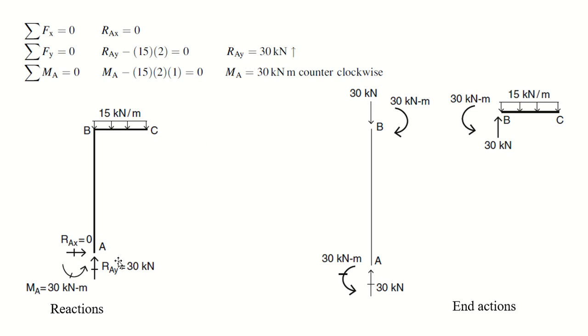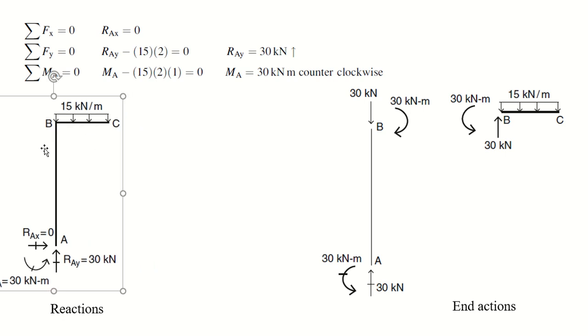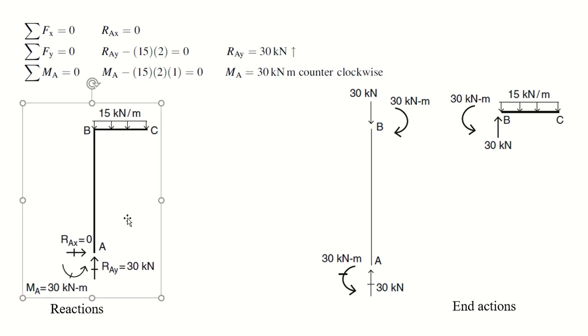Similarly, summation of bending moment at A is 0. So Ma, which is the resistive moment at A, minus this 15 into 2 is the force, and what is the perpendicular distance? 1. So the bending moment will be 30 kilonewton meter, and it will be counterclockwise since the applied moment will be clockwise. Sorry, the applied moment will be clockwise, so the resistive moment should be counterclockwise.